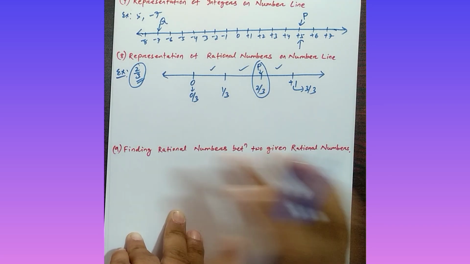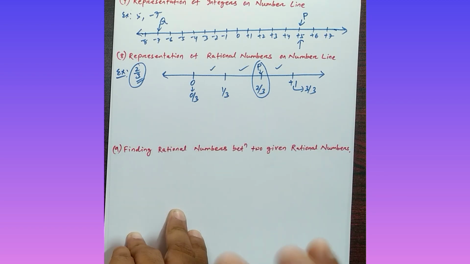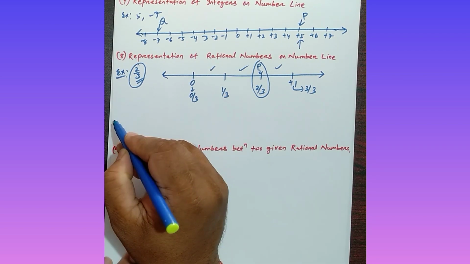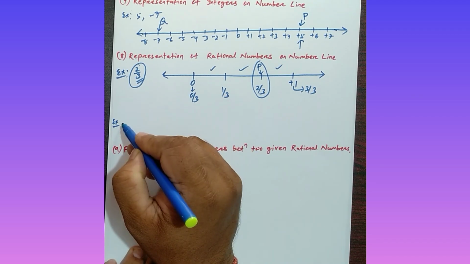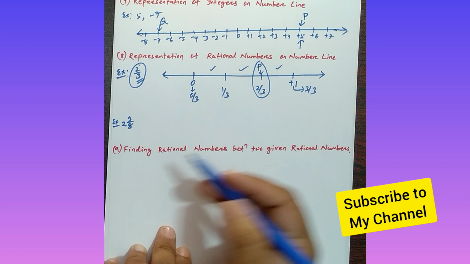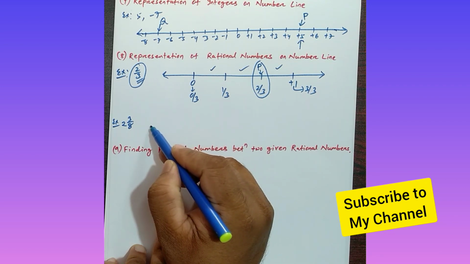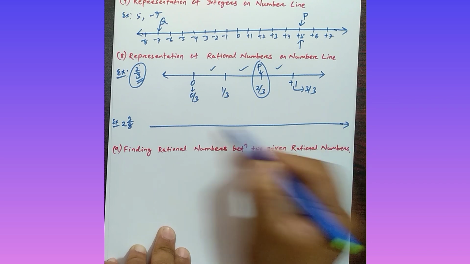So in this way, whatever the rational number is given to you, you can simply represent it on the number line. Clear? Okay. So one more example. I am telling you, that is 2 whole 3 by 8. One more example. Look at here. How can you represent it on the number line?